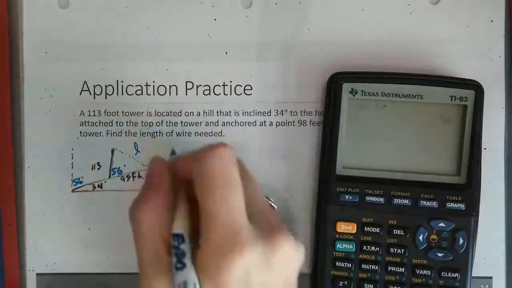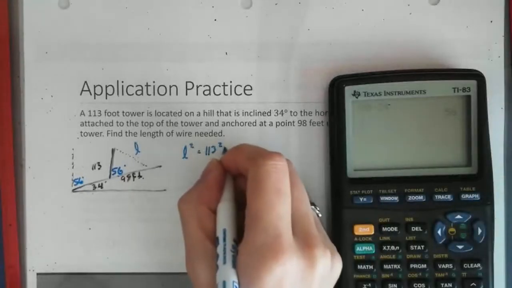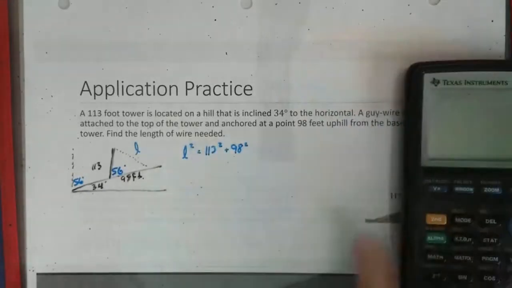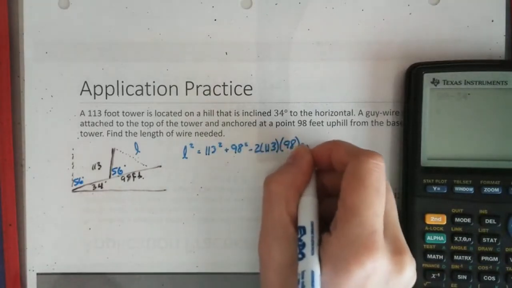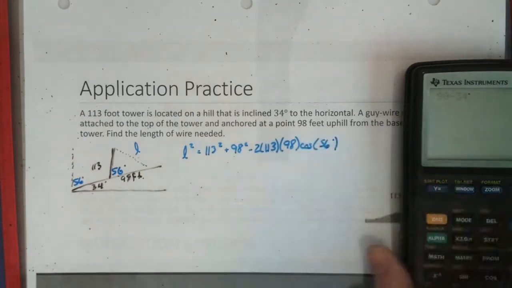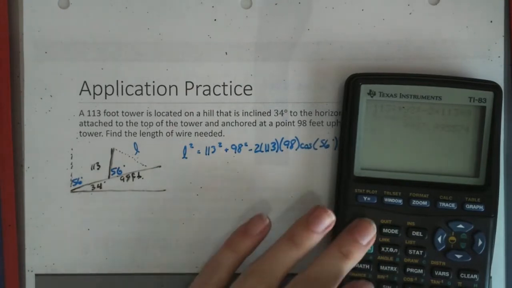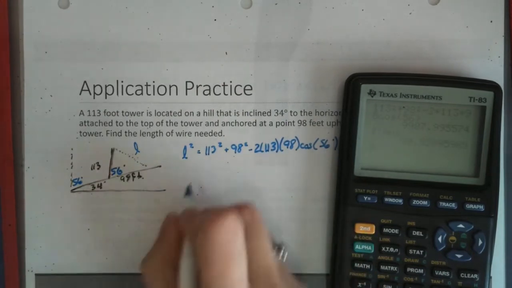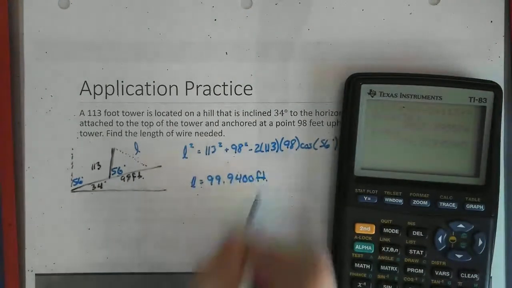This is my L. Using the law of cosines, we get L squared is equal to 113 squared plus 98 squared minus 2 times 113 times 98 times the cosine of my angle, 56 degrees. Typing all that in, we have 113 squared plus 98 squared minus 2 times 113 times 98 times the cosine of 56. That should be my length squared. If I square root it, we get that the length of wire needed is 99.9408.